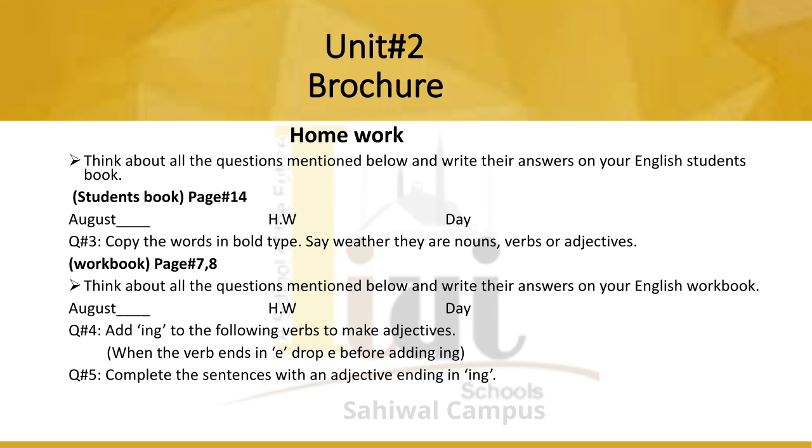Question number 5. Complete the sentence with an adjective ending in ing. So you have to choose adjectives that end in ing and complete these sentences. For example, the first sentence is: some of the information about the trees was. So here the adjective that is written is confusing. Confuse is a verb and confusing is an adjective. So some of the information about the trees was confusing. It is a proper adjective that is written over here. So you have to solve this question like this.